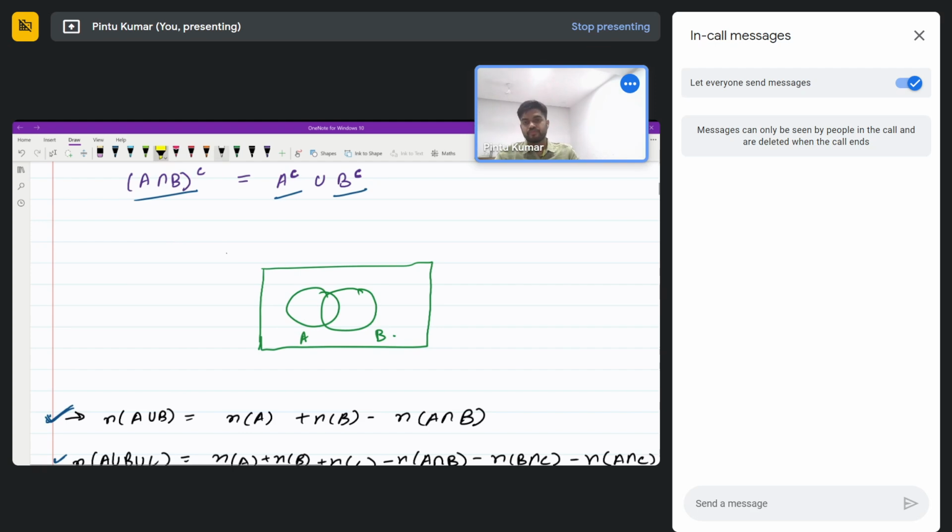So you want to count the number of elements in A union B. You take the sum of the number of elements in A. To it you add the number of elements in B.